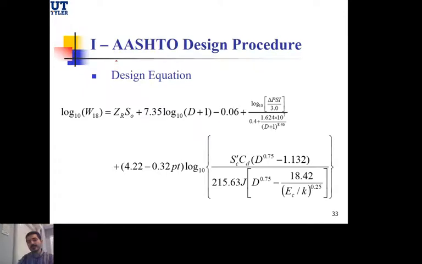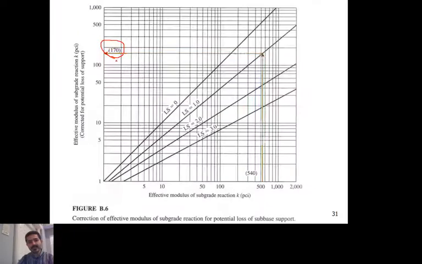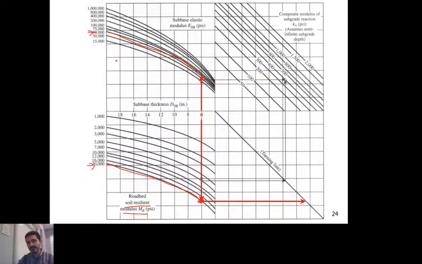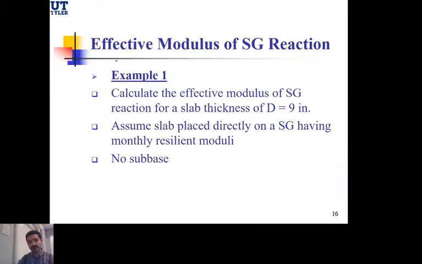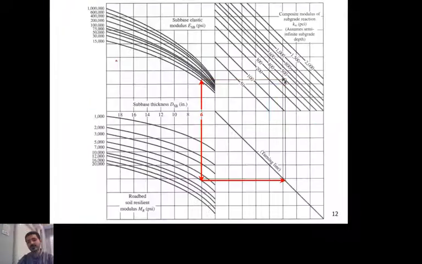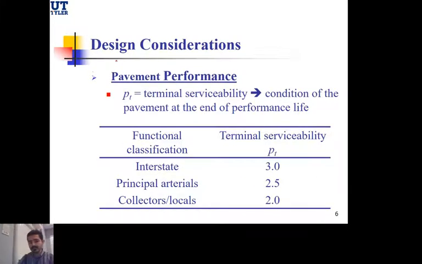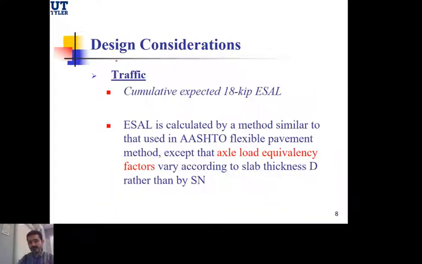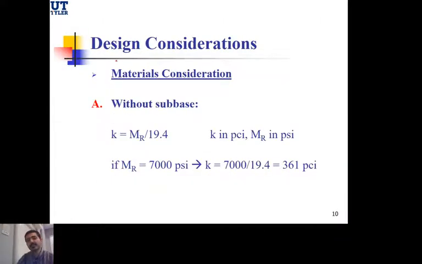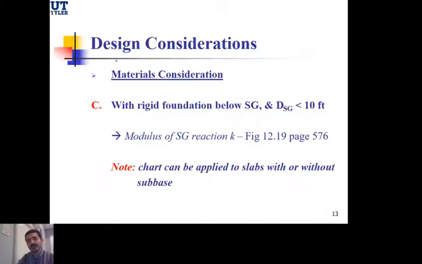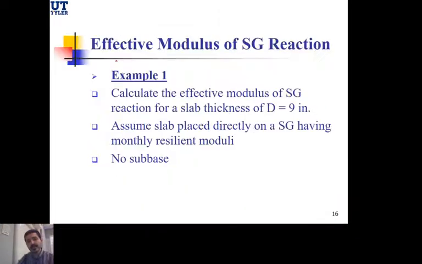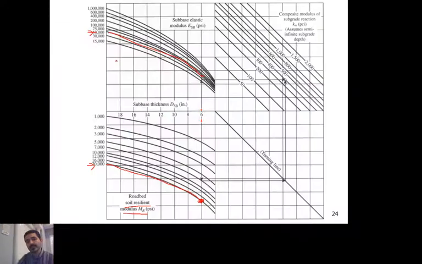With this, I think we finished this lecture. Again, overall, we talked mainly about the K value, how we can obtain it using different correction factors that we need to go through, because it's one of the most important factors in the PCC design. And again, we've talked about the terminal serviceability, the initial serviceability, the amount of traffic, which is in ESALs, and then the material considerations. Please review the examples that we covered today. And that will be it for this lecture.